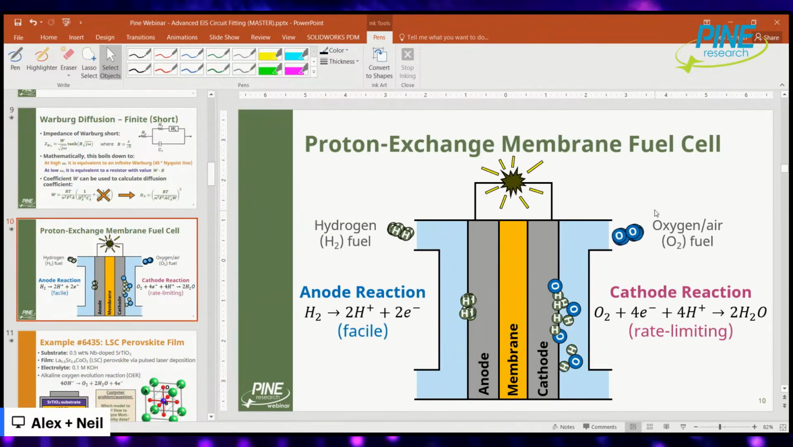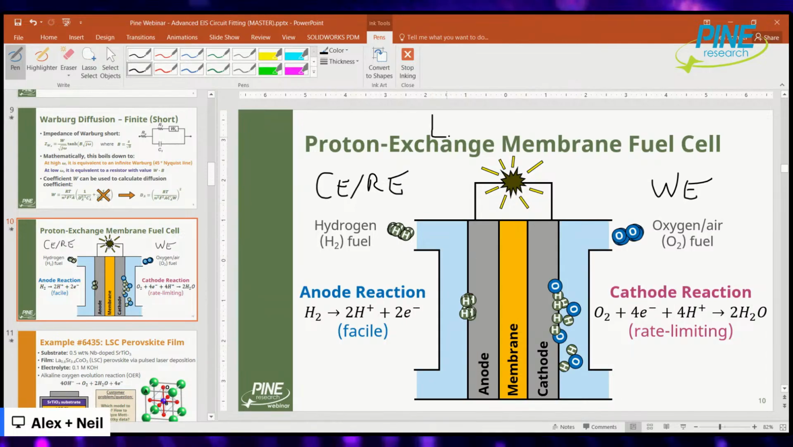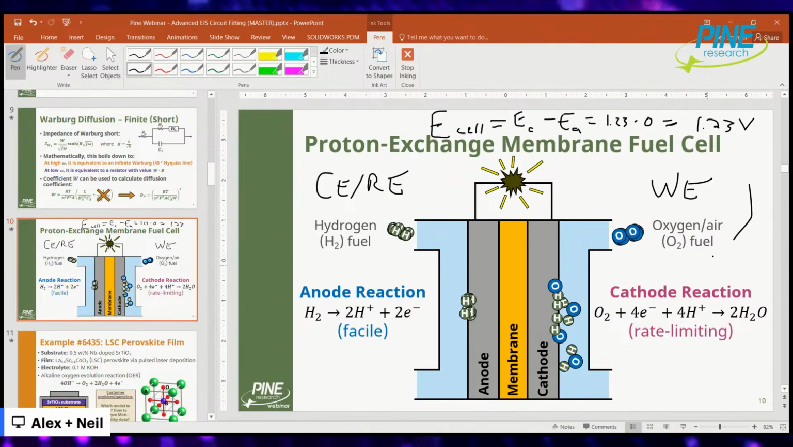So when we do a fuel cell here, this is the working electrode on the cathode side. This is the counter and the reference on that side. And so we have the E cell, the voltage of the cell, the potential of the cell, is E cathode minus E anode, which is 1.23 minus 0. So it's positive 1.23 volts. That's the theoretical potential of this. This is 1.23 and this is 0 volts, right?